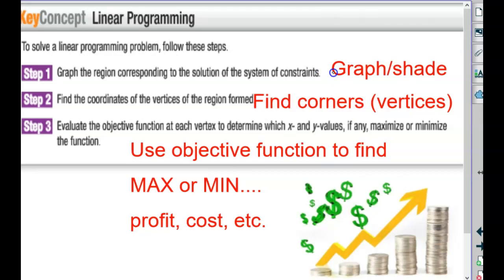So here's the steps. It says graph the region corresponding to the solution of the system of constraints. So you graph and shade. Find the coordinates of the vertices, the corners. Evaluate the objective function to find the maximum profit or minimum cost or whatever it's looking for.